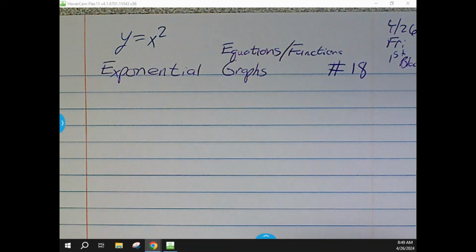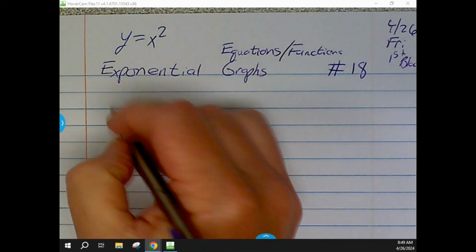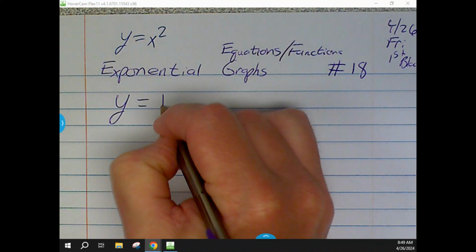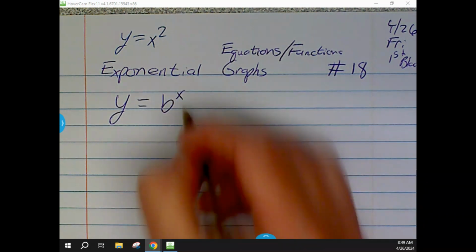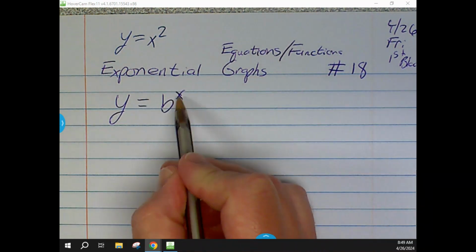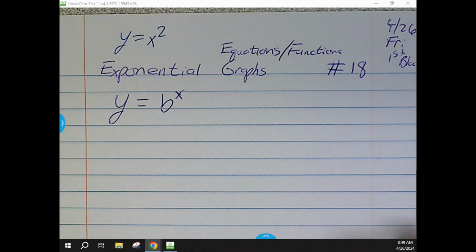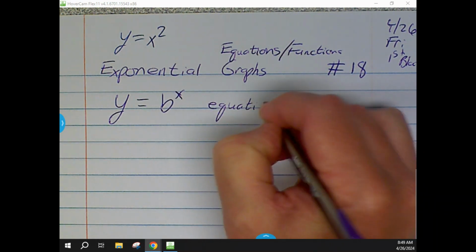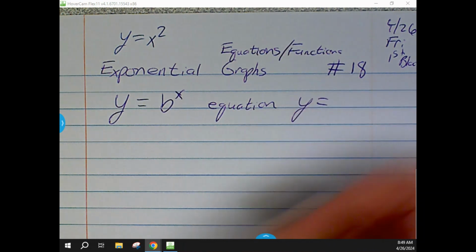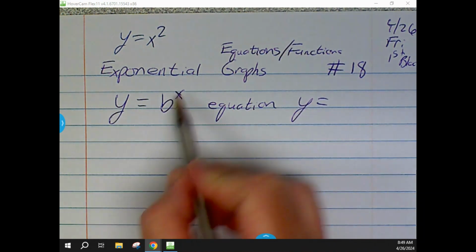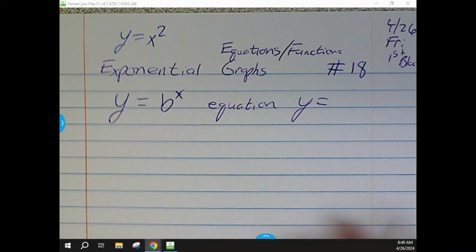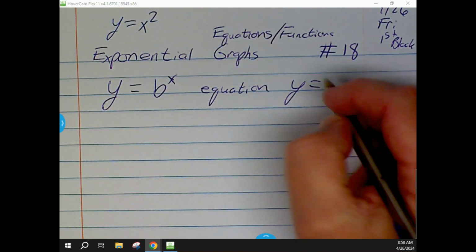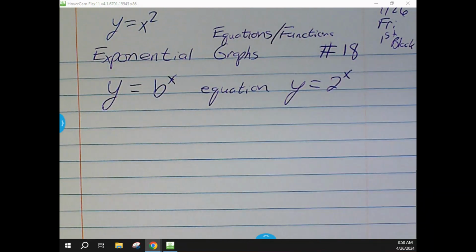When we're doing exponentials, the basic idea is now just the opposite. Now you're going to have a number for the base, and x is going to be in the exponent. So the basic form of the equation is y equals b to the x. With actual numbers, you're looking at something where y is equal to a number to the x power.